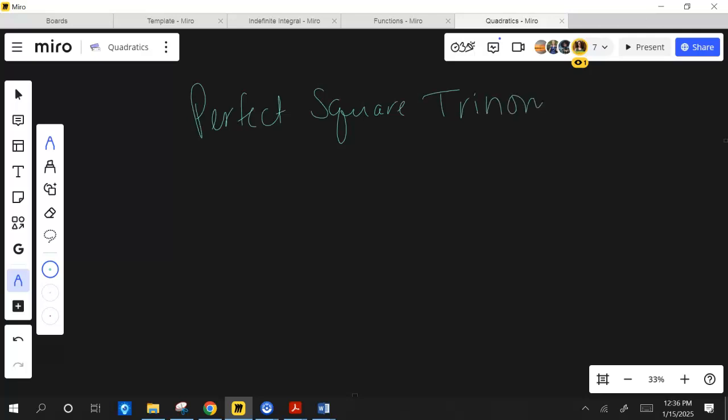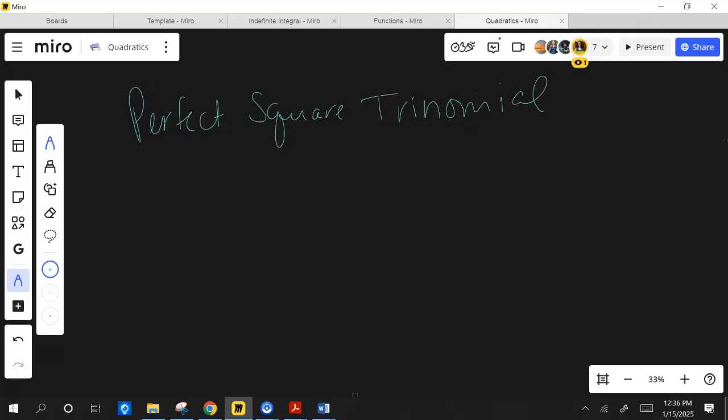This is the one you'll have to use, because it's harder. I will probably refer to this one as a PST. If you hear me say that, that is a perfect square trinomial. This one is harder to recognize, but easier to factor. So y'all stay with me, okay?